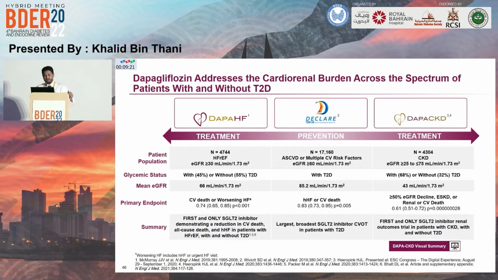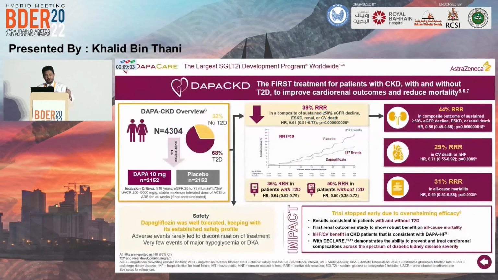As we mentioned earlier, looking at the DAPA-CKD result, it's confirmed that it is the first and only SGLT2 inhibitor renal outcome trial in patients with CKD, with or without type 2 diabetes. The effect is pronounced. I will go through it. Basically, the CKD trial included more than 4,000 patients. The two arms received the placebo and also the dapagliflozin 10 milligram.